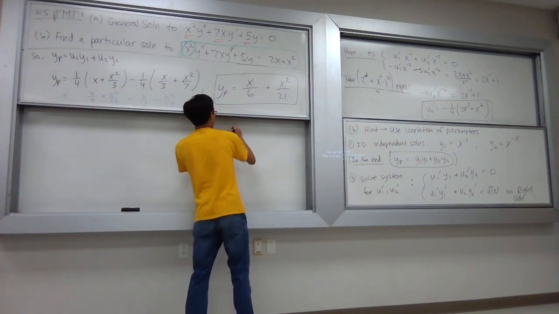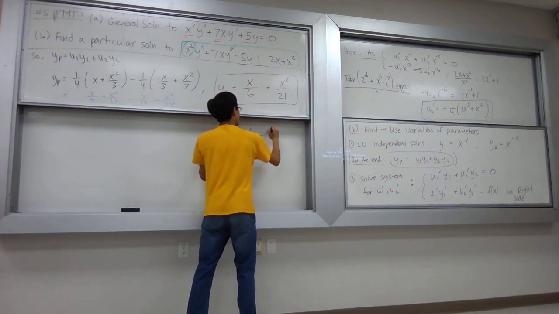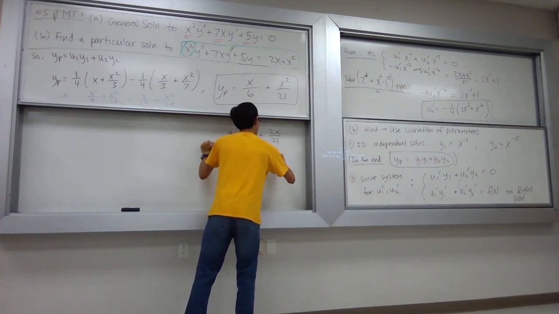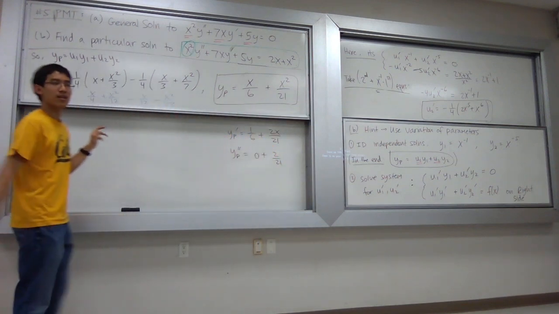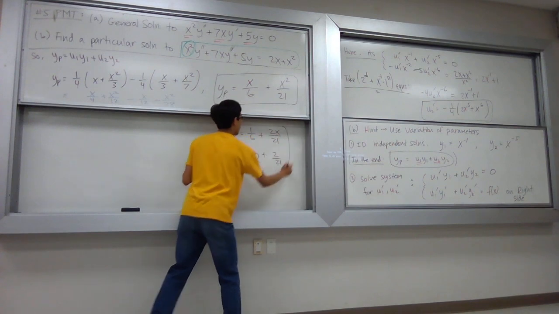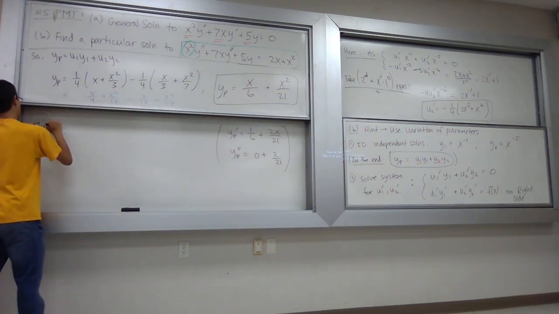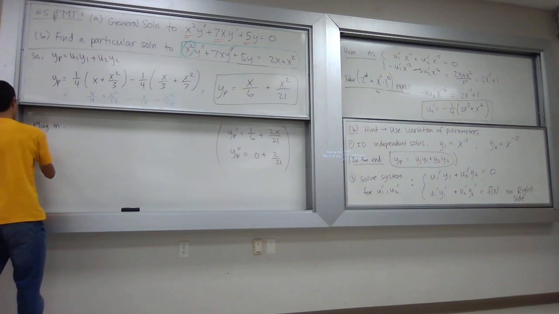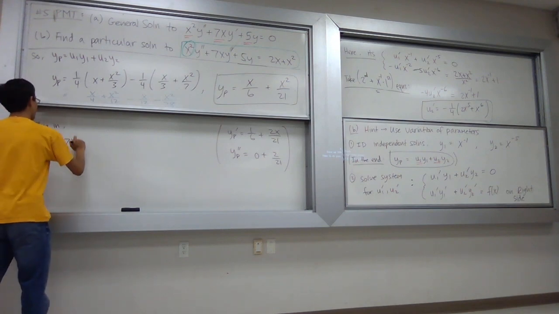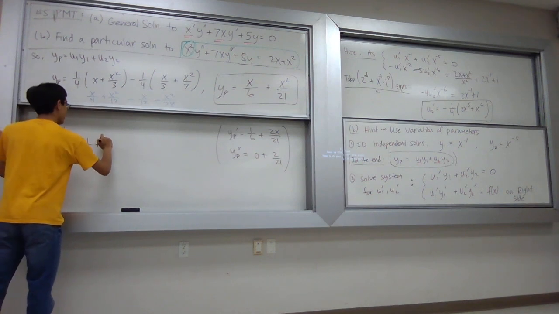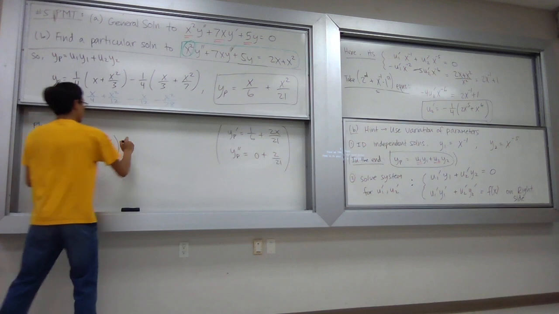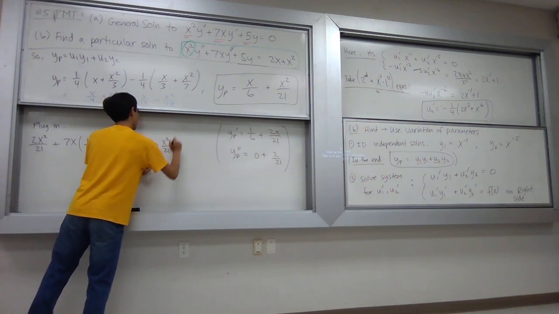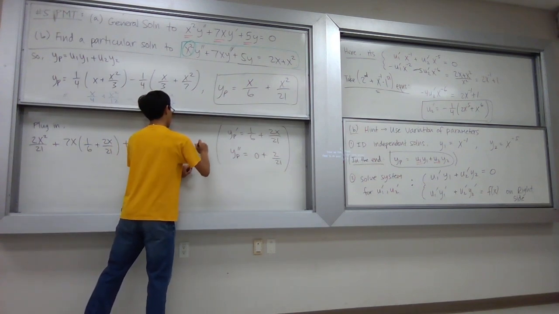Okay, so yp is this. So maybe just to keep it all here, yp prime is 1/6 plus 2x over 21. yp double prime is then 0 plus 2 over 21. So now when we plug this into the equation, x squared is multiplied to yp double prime, so 2 over 21. 7x is multiplied to the 1/6 plus 2x over 21. And then we have 5 of the original, x squared over 21. And this is supposed to equal 2x plus x squared.